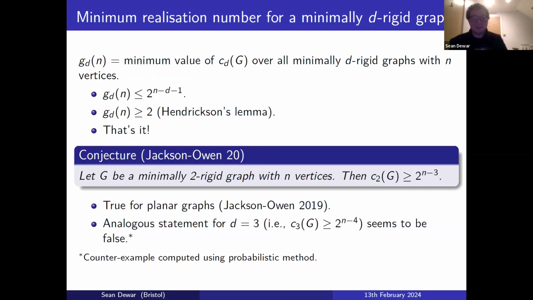The analog of this conjecture for 3 dimensions is not true. You can actually find graphs where it's got a lower number, but it still seems to be exponential, just not as exponential. And you can also prove that this conjecture is true for planar graphs in 2D. So if anyone has any ideas on this, this is a nice open problem in rigidity theory at the moment that no one really seems to know how to deal with. Okay.